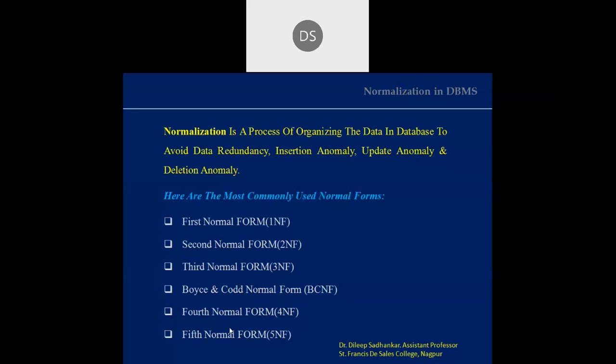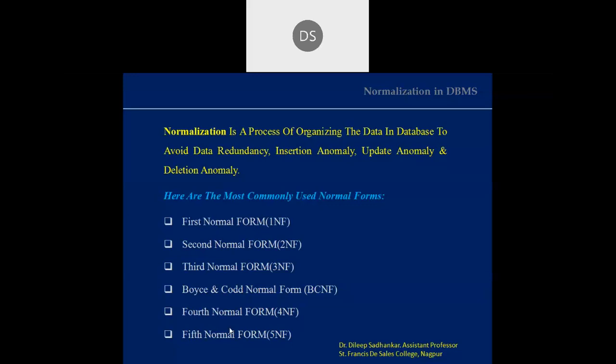Then in the third normal form, again the table should be in the previous normal form, that means second normal form, and there should not be any transitive functional dependency. That means if there is an attribute A, the value of attribute B is dependent on A, and the value of attribute C is dependent on B. In such a way there is a transitive dependency, and that should not be there. So in third normal form, that dependency will be removed.